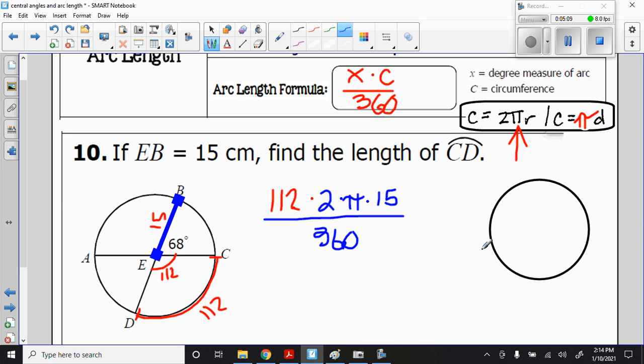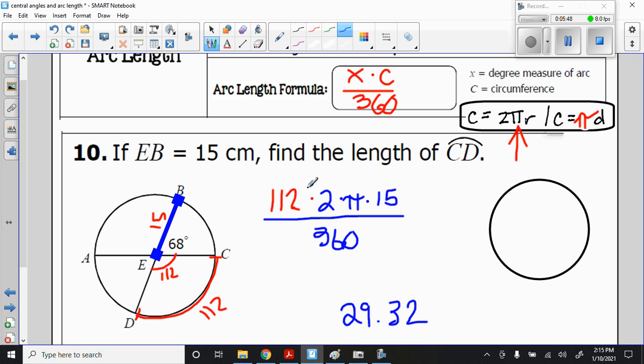Okay. Let me grab my calculator here. I'm just going to use the pi button for now, which is fine. So I got 112 times 2 times pi times 15 equals, and then divide it by 360. And I got 29.32, which is fine. Approximately 29.32.